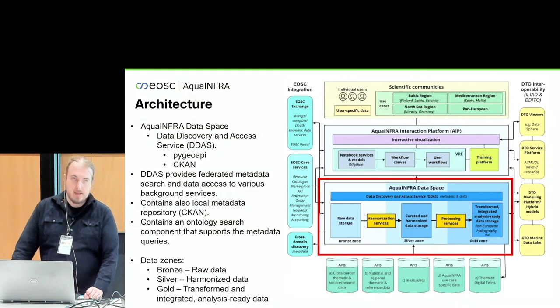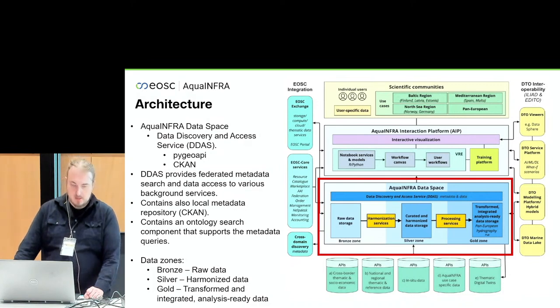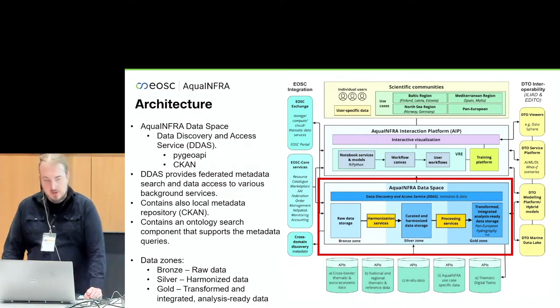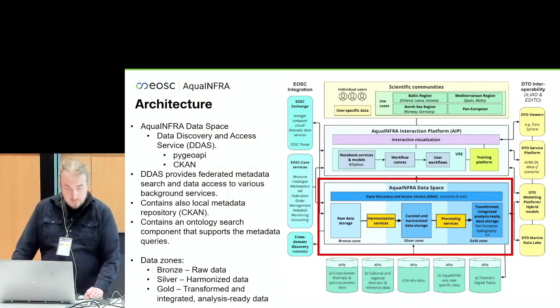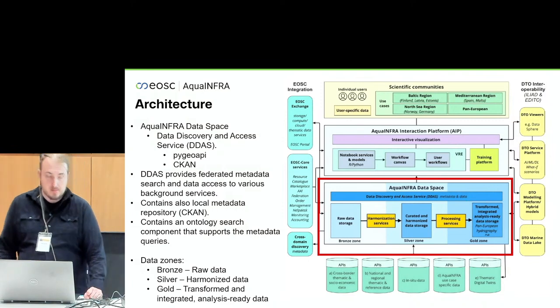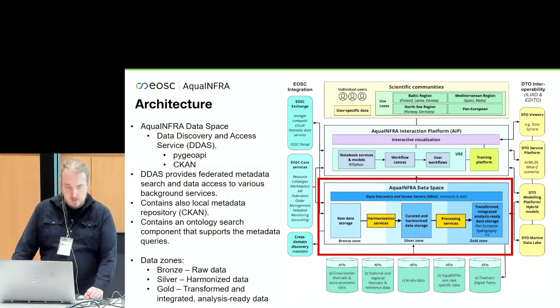There might be some datasets that don't have services available. Only, for example, they have data in a file. So we can use this local metadata repository to save the metadata of that dataset and serve the dataset through the APIs. And this DDAS contains also an ontology search component that supports these metadata queries.